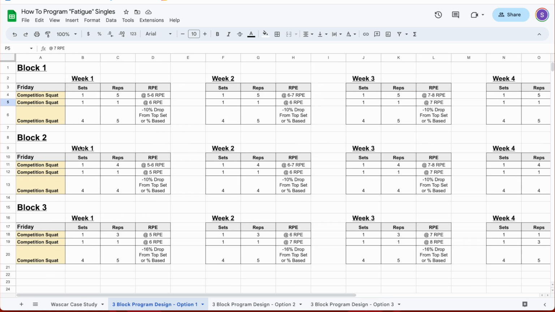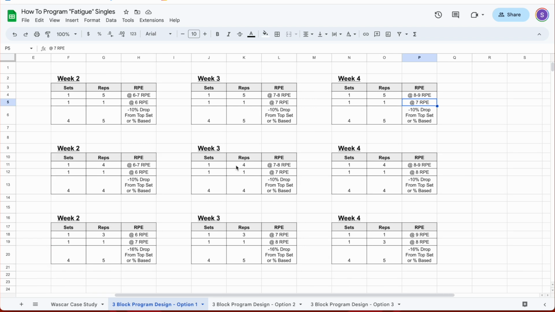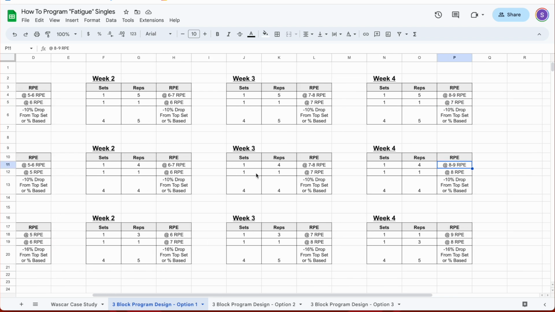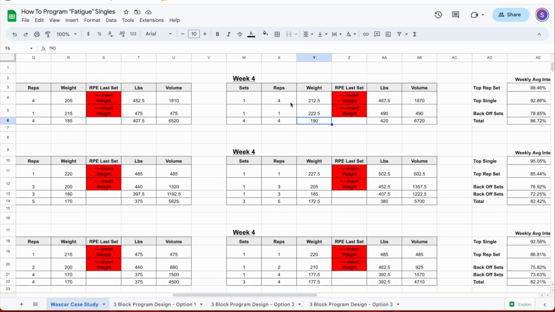Block 2, we continue to prioritize that rep work, a top set of 4. You can see the same exact RPE progression, but we're going to start to build on that single a bit more and build up to a little bit of a heavier weight to an 8 RPE. Very much what you saw with Wascar's first block that we did here, even though this got pushed a little bit more, which is completely fine.